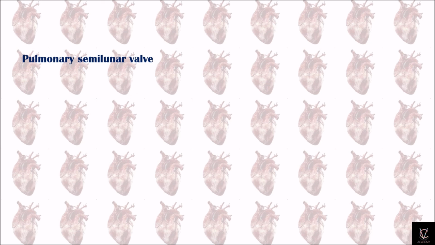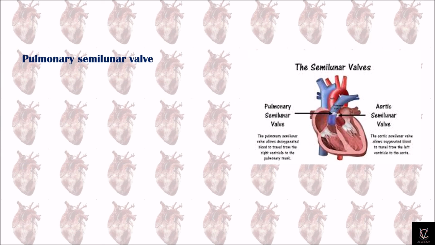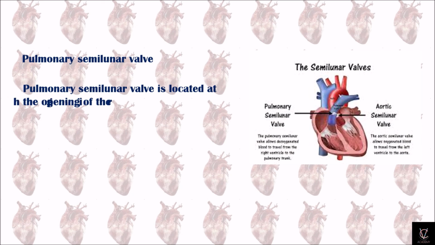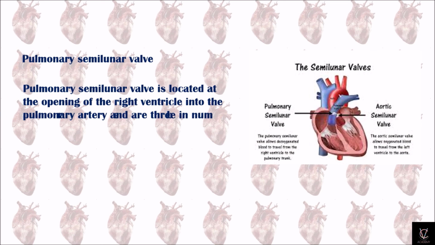Pulmonary semilunar valve. The pulmonary semilunar valve is located at the opening of the right ventricle into the pulmonary artery and is three in number. So we can see it very clearly. Where is the location of the pulmonary semilunar valve?